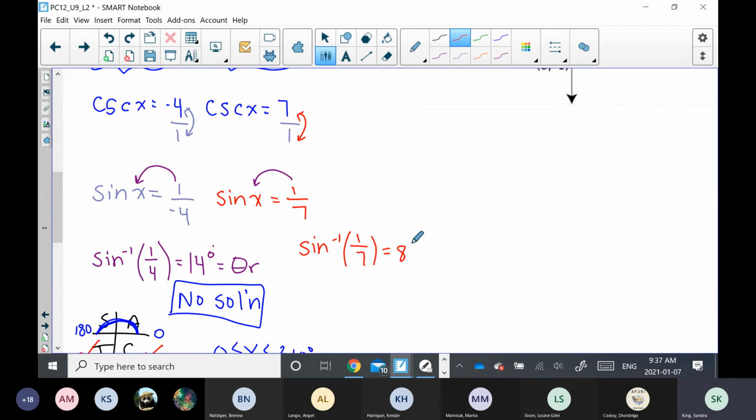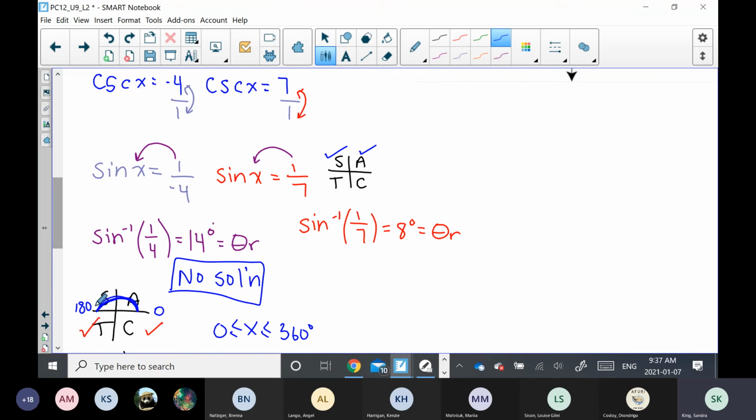So 8 degrees is my reference angle. Then I have to say, okay, according to the CAST rule, where is sine positive? Here and here. And that obeys the domain restriction, because remember, my domain restriction has to be answers in quadrant 1 and 2. These are answers in quadrant 1 or 2. So I will actually have 2 different answers for this one.